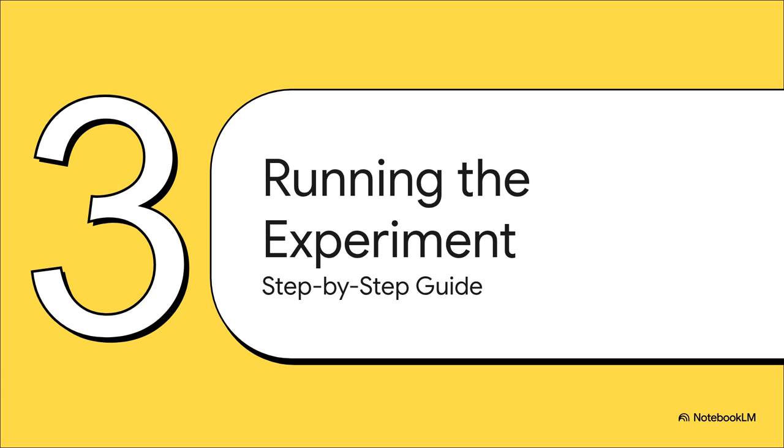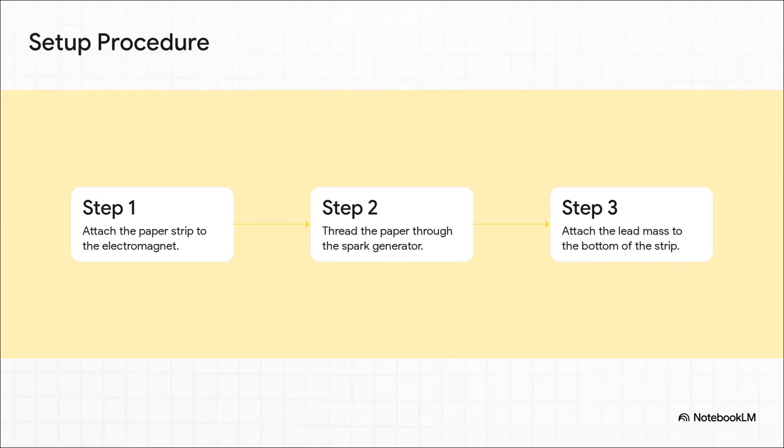All right, we've met the team. Now let's get into the action. This is your play-by-play for running the experiment and getting that perfect strip of data. First things first, you're going to attach the paper strip right up top to the electromagnet. Next, you'll want to carefully thread the end of that paper right through the little contacts on the spark generator. And finally, you'll clip the lead mass to the very bottom of the strip. It's that weight that's going to pull the paper all the way through.